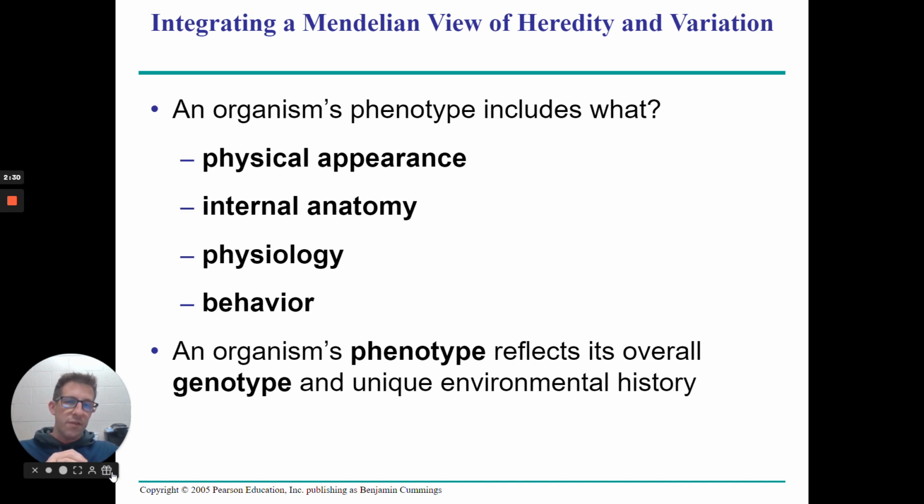But when we talk about the phenotype of an organism, so much more is included. It's the internal anatomy, it's the physiology, it's the behavior, it's what your organs look like inside. It's how your body goes through its chemical reactions, the physiology. It's how you act. It's all of these things balled up into one are your phenotypes. They are all things that can be governed by genetics.